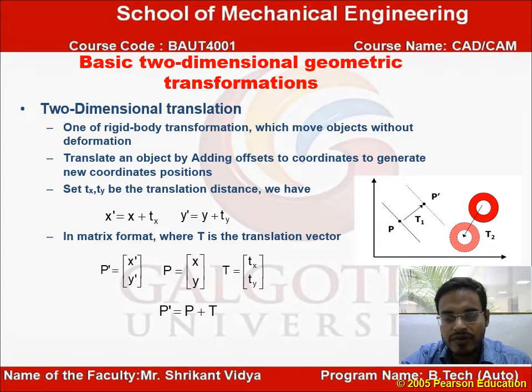In matrix format, t is the translation vector. P dash is the new point, and x dash, y dash are the coordinates of the new point. P is equal to x, y, the original point, and t is the translation vector. So P dash is equal to P plus T. After translation, the final position of the point is P dash, equal to P plus the translation matrix. In this diagram, you can see P is the original point, and after translation, the point is moved to P dash.